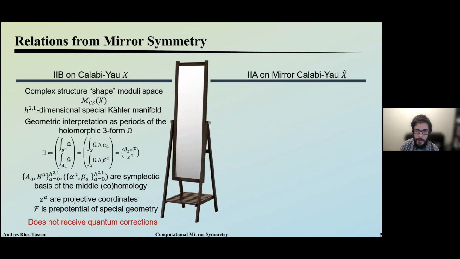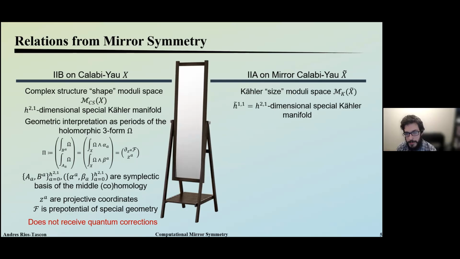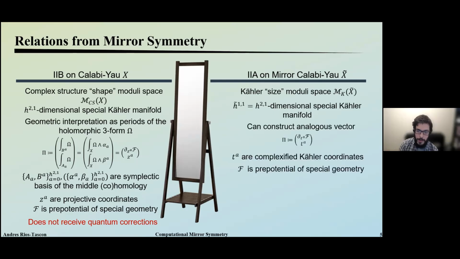But now let's look at the mirror. We get type IIA compactified on the mirror Calabi-Yau X tilde. We'll be looking at the Kähler moduli space, which is again a special Kähler manifold of the same dimension, and we can construct an analogous vector. But now the t^i are coordinates in the Kähler moduli space, and F is again the prepotential of the special geometry. But in this case, there are alpha prime corrections.